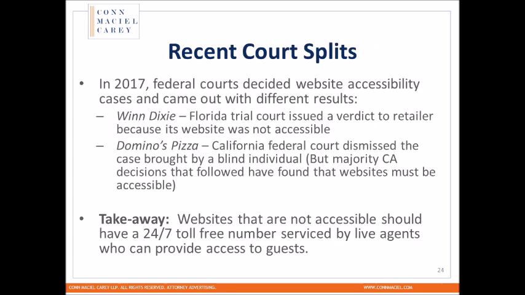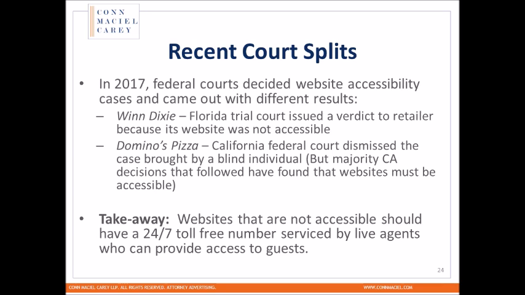As I mentioned, there have been some recent court splits in 2017, and more recently, as I said, we had Florida, which ruled in a verdict against a retailer. It was the Winn-Dixie grocery store, because its website was not accessible. That was a case that went right to trial. They had access experts. Very few ADA cases ever go to trial, and it was very unusual that Winn-Dixie decided to take that case all the way to trial. But they did, and the verdict was not in their favor.